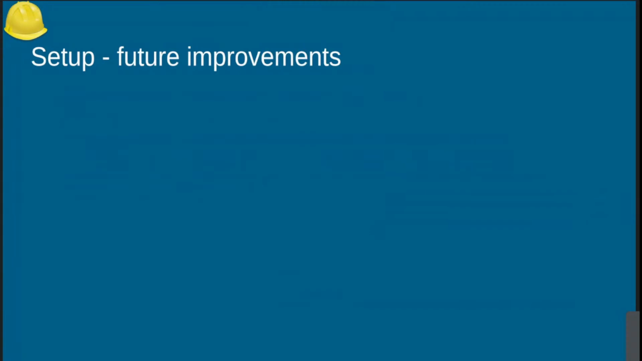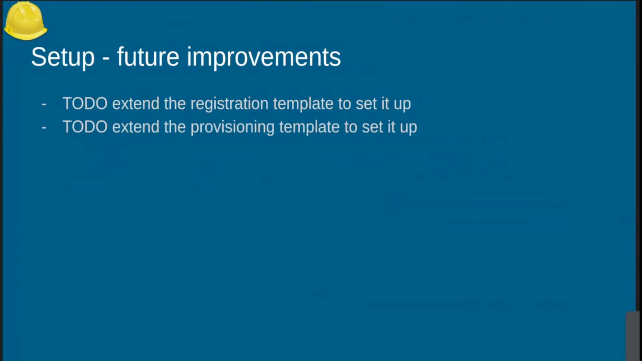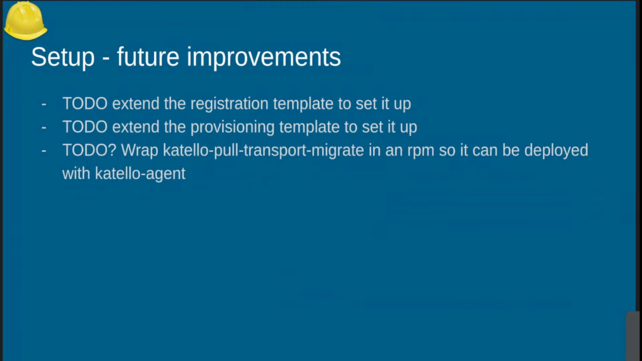There are certain areas in which the current flow is a little bit lacking. We are aware of it. What I want to do eventually is have the setup be a part of the global registration. So if you register a host using it and you tell it to configure remote execution, it will set it up for you somehow. The same way, I want to make it so when you provision a host, it gets automatically configured to work with it. There was a plan to wrap the Katello pull transport migrate script in an RPM, so it could be deployed using Katello agent. I'm not sure if that plan is still valid or not, but that would be another way we could go.